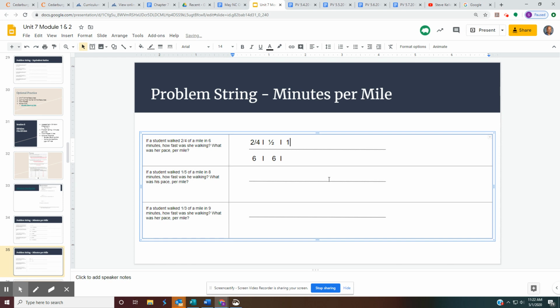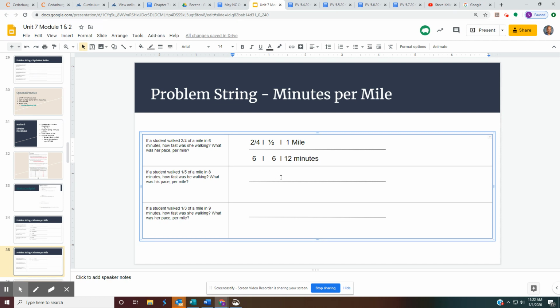And we need to figure out how fast she walked in a mile. So what are we doing to the 2/4 or the 1/2 to get 1? Well, we're doubling it regardless of what we've done here. If we've reduced our fraction, we're still doubling it. If it's 2/4, we're still doubling it to get to a mile. So we're still going to double each one of these to 12 minutes, right?